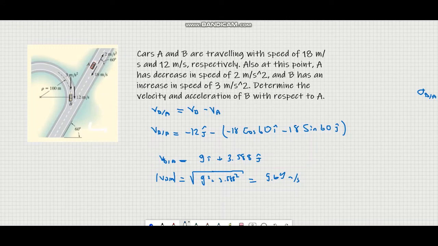But for car B, as I said, it is a curved path. In the j direction, it's given as 3 meters per second squared going downward, so it's increasing. But also due to the curved path, there is a centripetal motion. So we need to take the velocity of 12 meters per second squared over the radius of curvature, which is 100 meters. 12 squared is 144, and over 100 is gonna be 1.44, but in the negative i direction. So we need to know this. Then after that we have to solve the question.